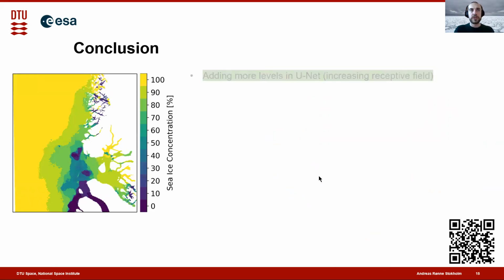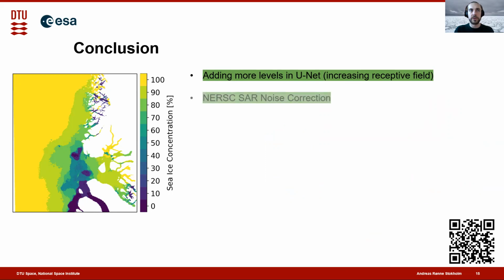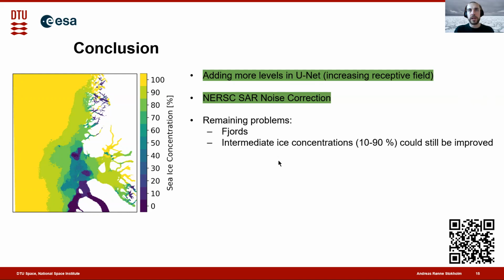In conclusion, we see that adding more levels produces superior results measured on the R2 score, with more similar homogeneity to the reference ice charts. We also see that the NERSC noise correction improves predictions and makes it easier to differentiate in areas of homogeneous SAR textures. There are still some remaining problems, such as fjords, which are incorrectly predicted up here. And intermediate sea ice concentrations can also be improved, which we hope to achieve in the future.